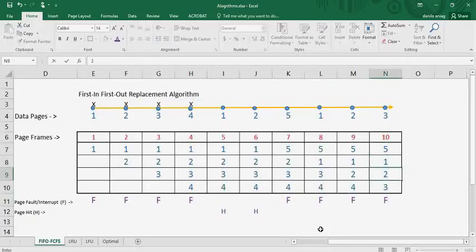In the exam, you might be asked, what is the percentage in terms of page fault or page interrupt? As you can see here, out of the 10 jobs that were loaded into 4 page frames, there were actually 8 page faults out of 10 instances. So that's 80% page fault. And the page hit is 2 out of 10 in this example, so that's 20% page hit.